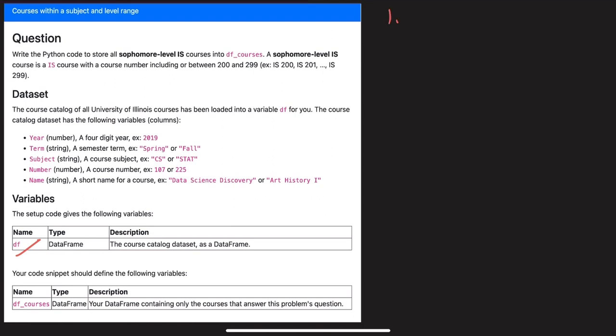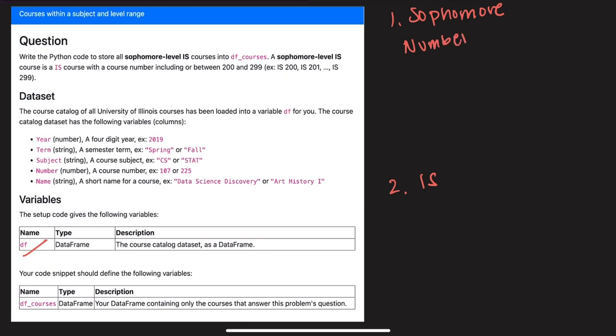So in this case, they're essentially asking us to filter by two things. They first want us to filter only sophomore level classes. And then we only want to find the IS classes. Okay, so let's see which column we need to filter for each of these variables. For sophomore level, they say that sophomore level is any 200 level class, and the course number is stored in the number column. So we're going to be using the number column to make it so that the number is somewhere between 200 and 299, including 200 and including 299.